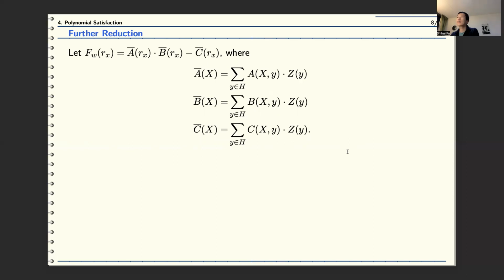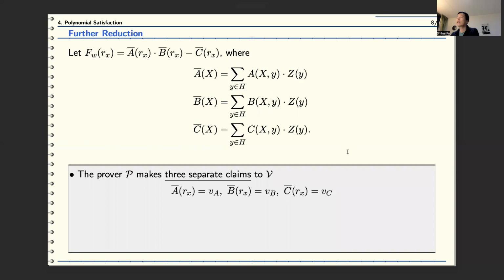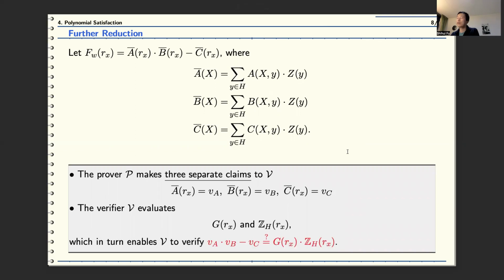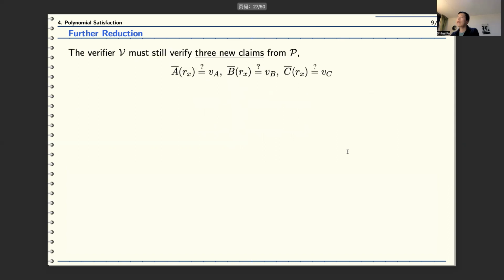Then we compute A(r), B(r), C(r). Then the prover makes three separate claims and sends these three new values to the verifier. Then the verifier evaluates G(r) and Z(r) locally, which in turn enables the verifier to verify this equation. But here the prover made three new separate claims. So the verifier must still verify these new claims from the prover.